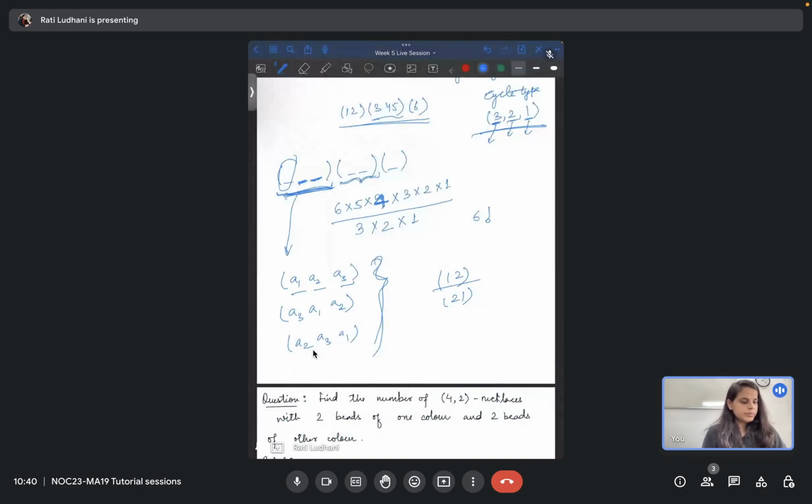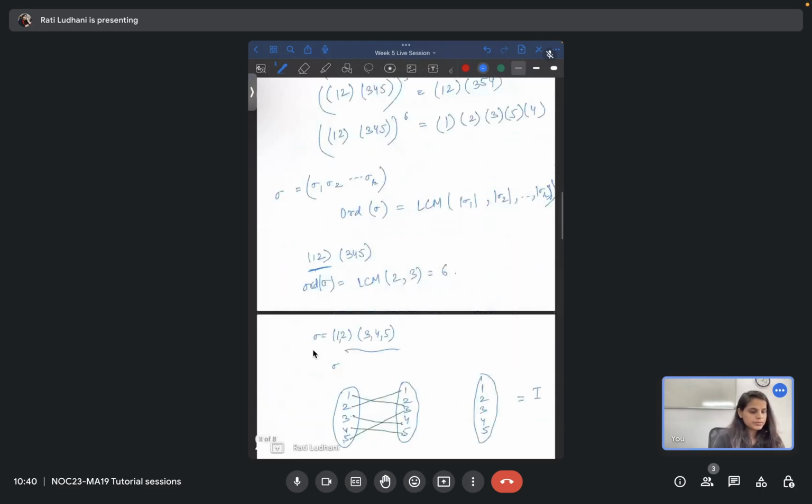So yeah, this will be your cycle. Number of cycles, number of permutations with cycle type 3 2 1. Okay, is that okay? Yes, ma'am. So this is how you can actually calculate.